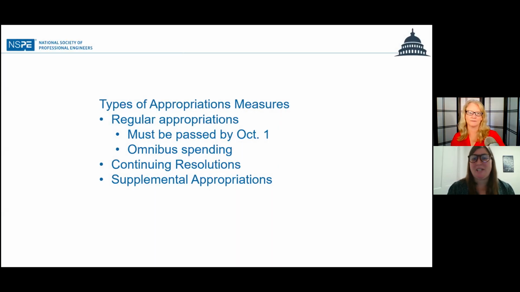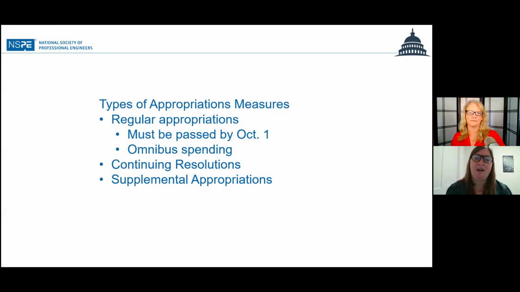So there are three main types of appropriations measures. The first is the regular appropriations measures. These would work through the process that I laid out on the slide before. One key thing is that these appropriations bills must be passed by October 1st, which is the start of the fiscal year.